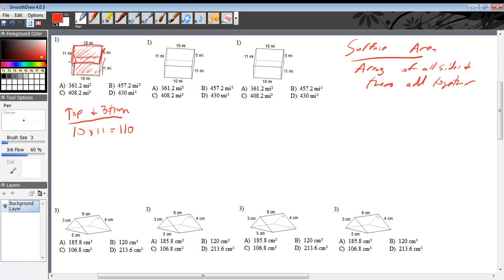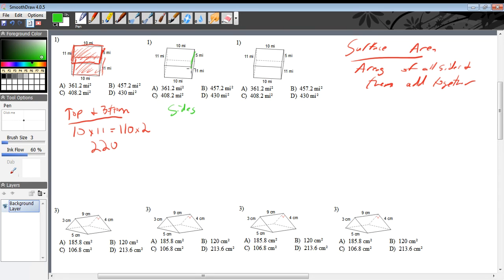But now there's 2 of them. There's this one, and then there's the one on the bottom. So 110 times 2 is equal to 220. Okay, so now that's going to be the top and the bottom. Now let's do the sides.